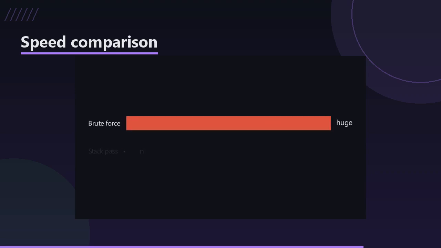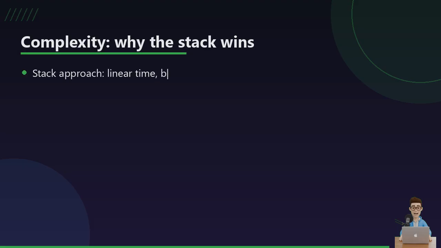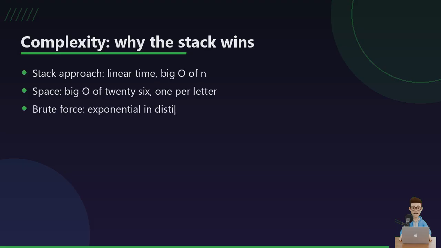The stack approach only ever touches each character a small constant number of times, so it scales beautifully. Brute force checking orderings grows way faster than the input, which is a deal breaker once strings get long. The stack solution runs in time proportional to the string length, since every letter gets pushed and popped at most once. Space is basically constant, since there are only 26 lowercase letters possible. Brute force blows up combinatorially, so outside of teaching the concept, there's really no reason to reach for it.